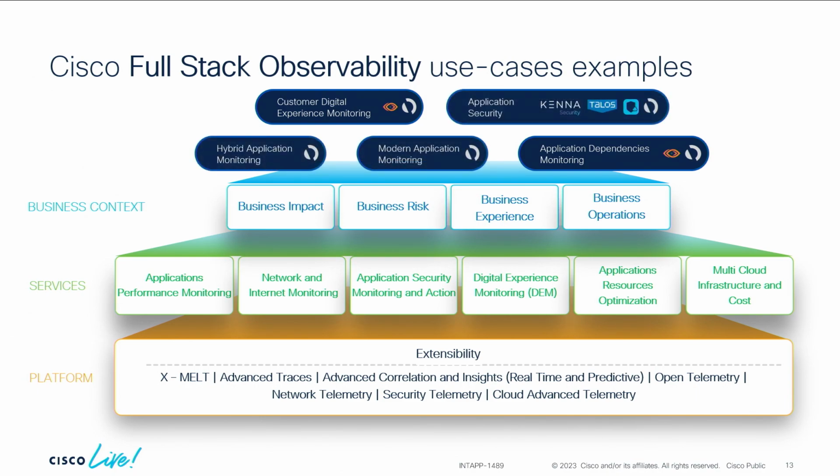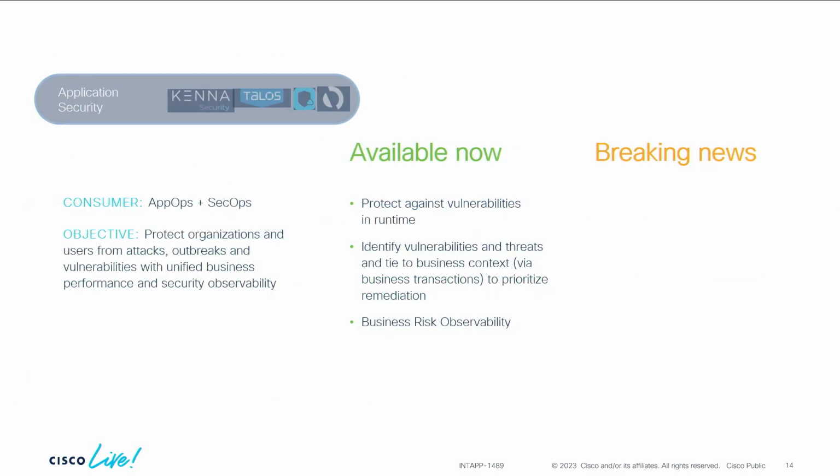These are the 7 specific, or 5 on this side. We have 5 specific use cases where we're going to talk about hybrid application monitoring, those places that are on-prem and in the cloud, customer digital experience with ThousandEyes and AppDynamics, modern applications, which are the cloud native, application dependency monitoring because of all the dependencies these things have, and then the application security piece. And that's what we're going to spend the rest of the session on.